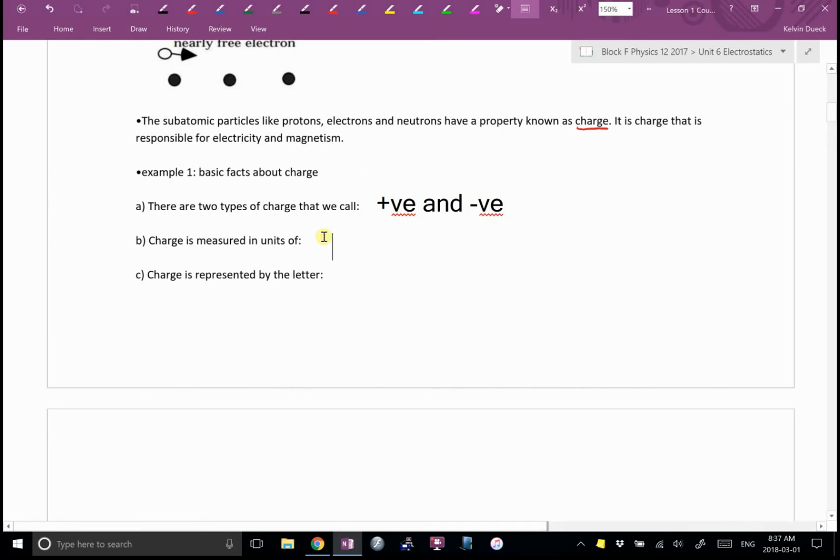What are the units for charge? What is charge measured in? It's in the title. Coulombs.